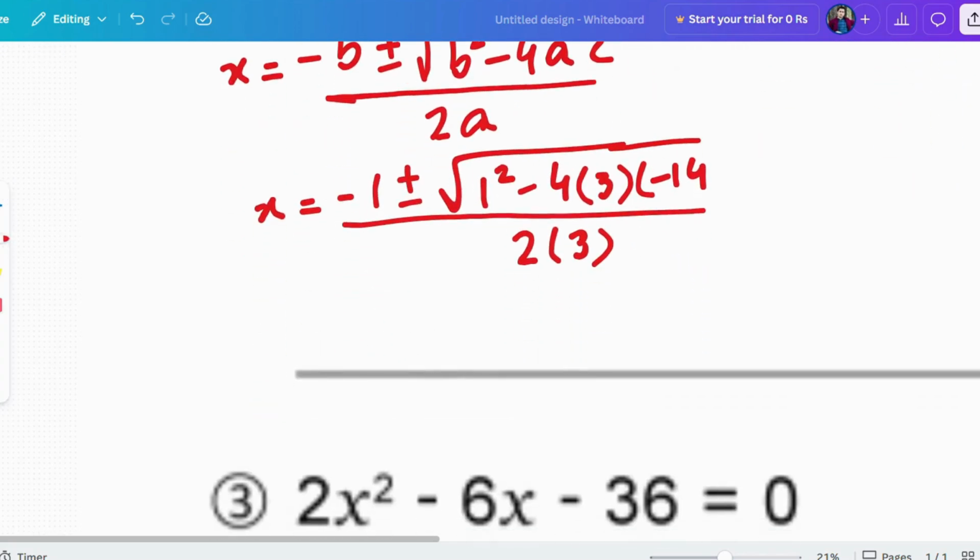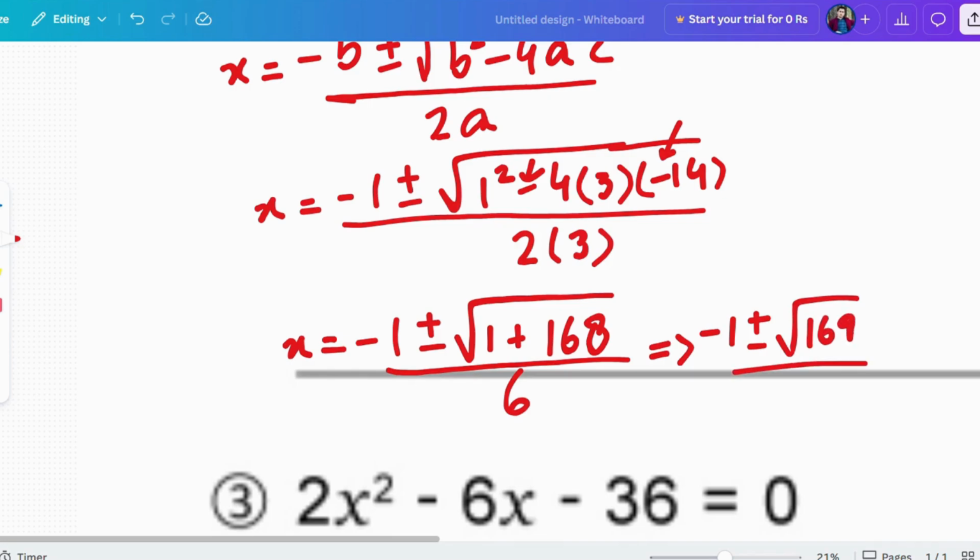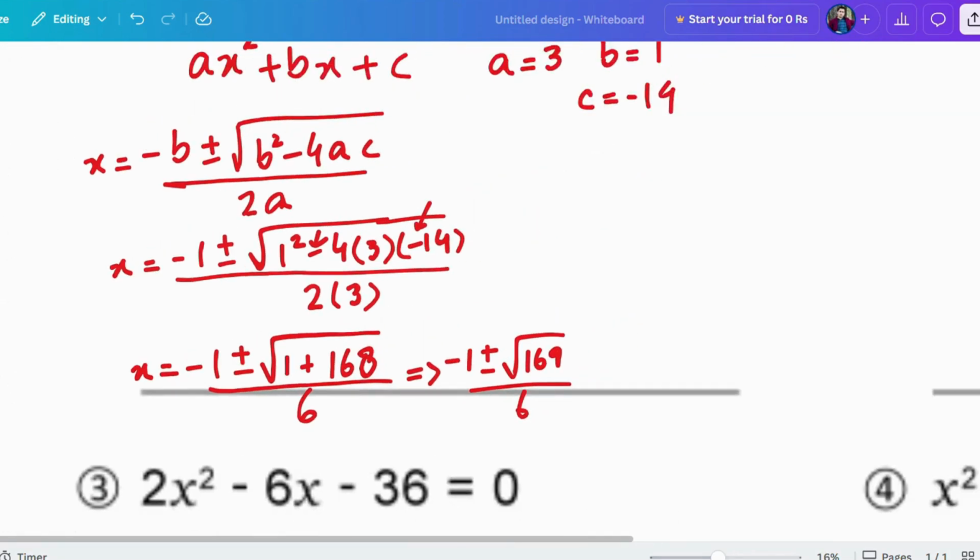Now I'll further simplify it. So x is equivalent to minus 1 plus minus radical 1 square, which is 1, minus 4 times 3 is 12. Alright. And 12 times 14, that's equivalent to 168. As you can see, there's a negative sign over here and a negative sign over here. It will make the overall thing a positive, and all of it divided by 6. So now minus 1 plus minus radical 169 over 6. Alright, now I'll take the radical of it, and that's equivalent to 13.